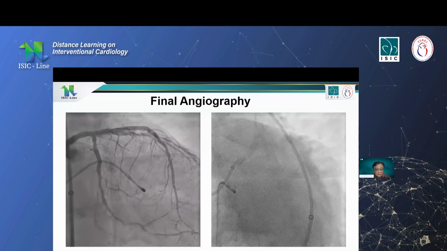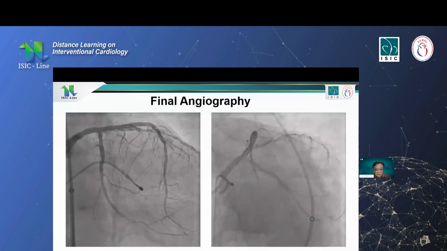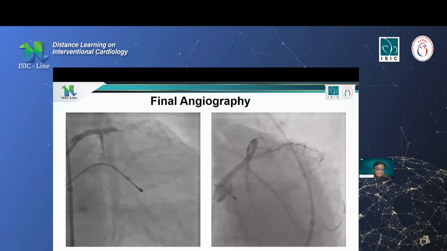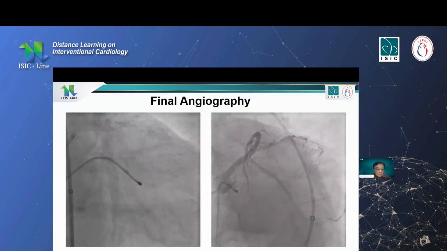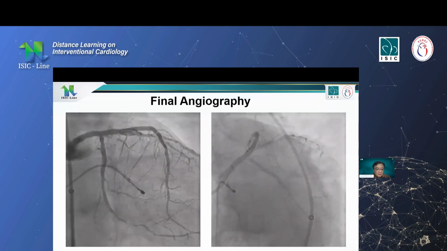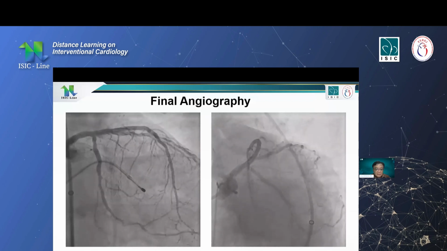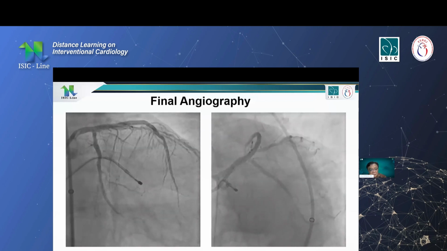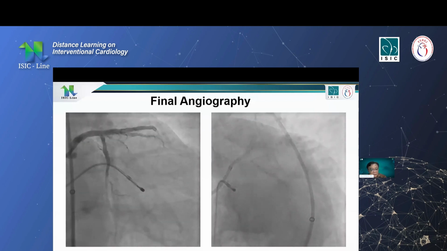And this is the final angiography. And we plan to follow up this patient maybe 6 months from the implantation to look at the performance of this bioresorbable stent.